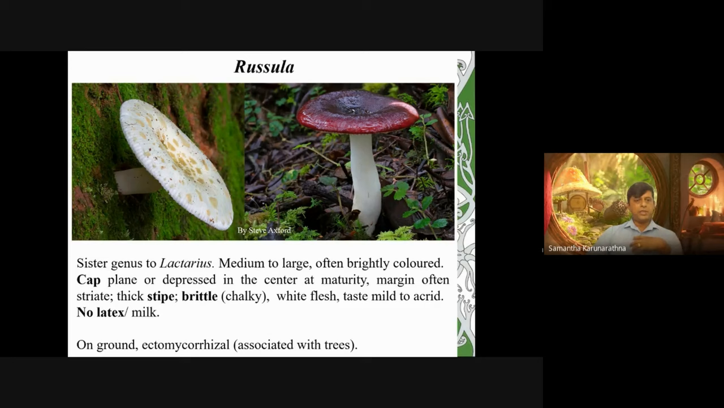This cap can be plane or depressed, and looks very similar to Lactarius. And this one is also brittle, that means you can easily break it. The taste can be mild or acrid, and there is no latex. So that's why this can be distinguished as Russula. This is also ectomycorrhizal, that means also associated with ectomycorrhizal trees. Next one, please.